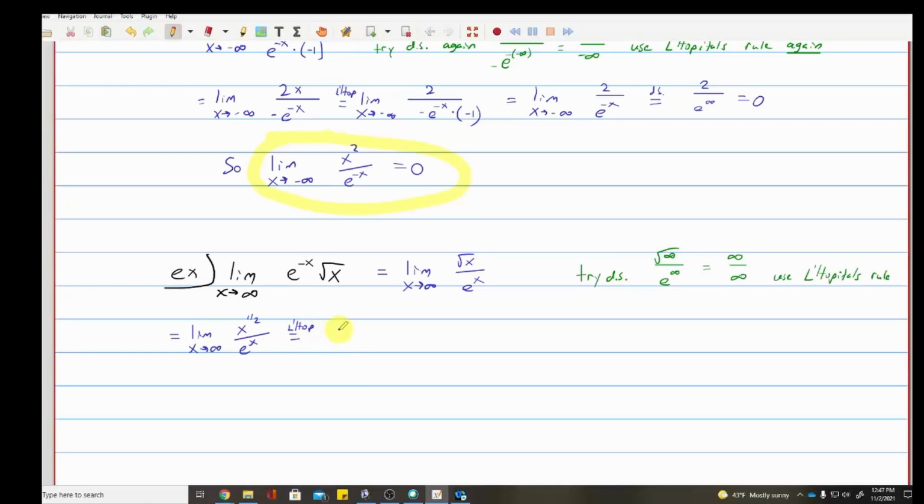So using L'Hopital's rule, I get the limit as x goes to infinity, differentiate the top, 1/2 x to the negative half power, differentiate the bottom, the derivative of e to the x is e to the x.